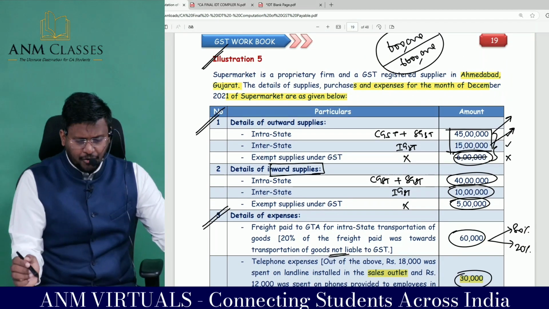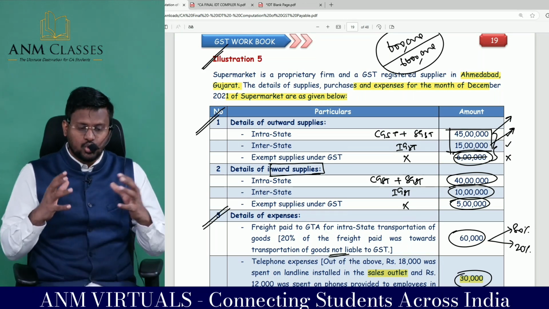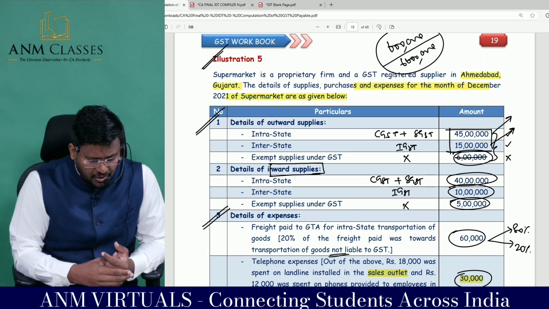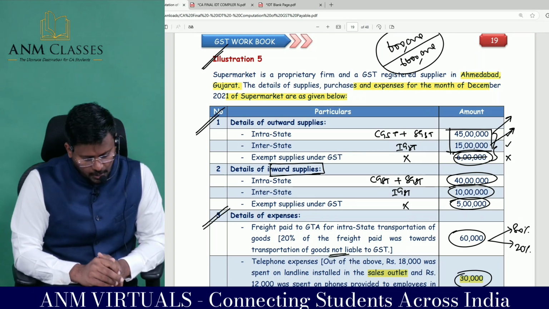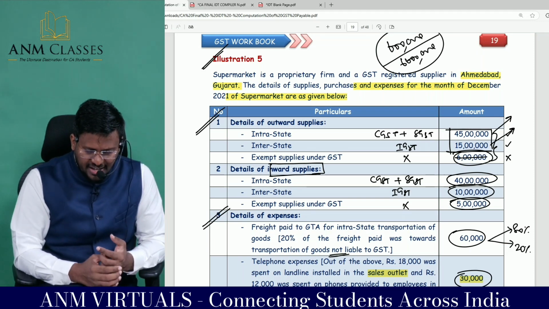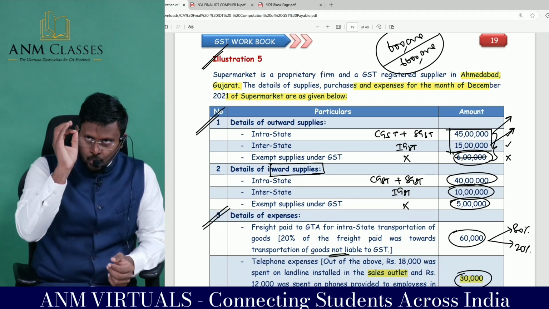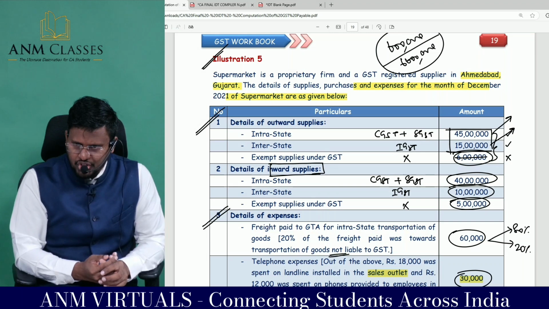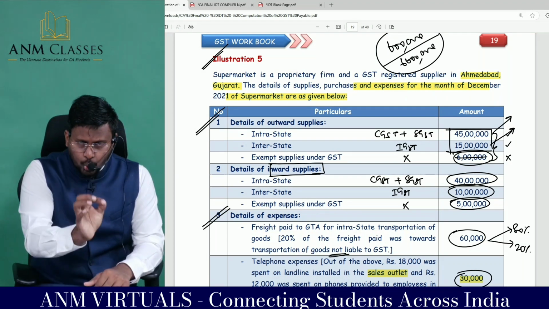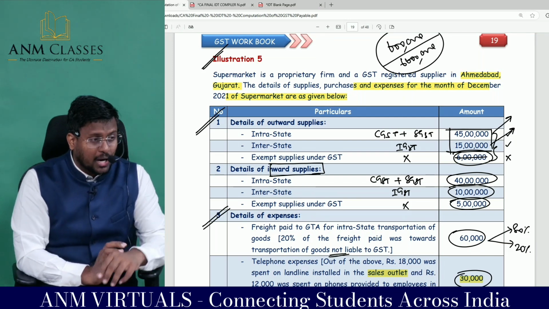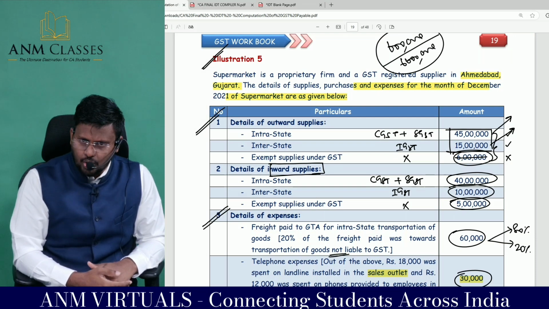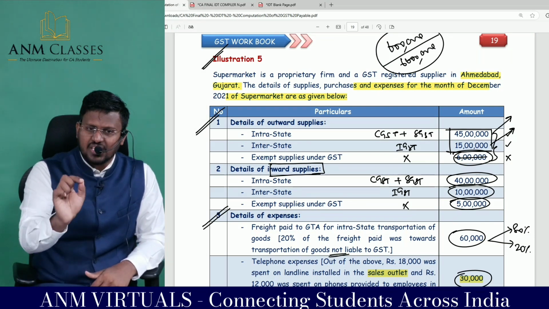Supermarket is a proprietary firm and GST registered supplier in Ahmedabad, Gujarat. Fine, so they are in Gujarat. Details of supply, purchase and expense for the month of December 2021 of Supermarket are given below. Details of outward supply: intrastate is 45 lakh, interstate is 15 lakh, exempt supply under GST is 6 lakh. Sir, whenever in a question, the mindset you should have when you are solving the computation of GST payable is, you check the turnover, the outward supply. Check whether there is any exempt supply given in the question or not. If there is exempt supply, there is a scope for apportionment.